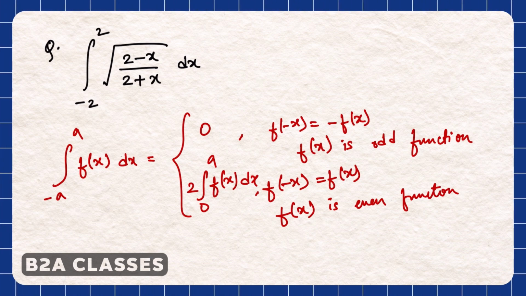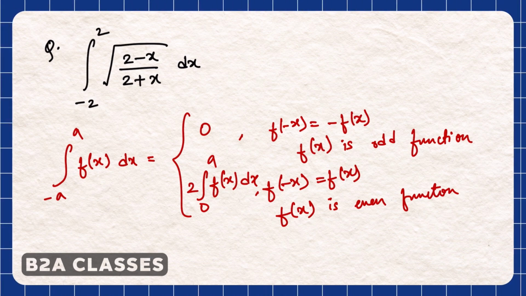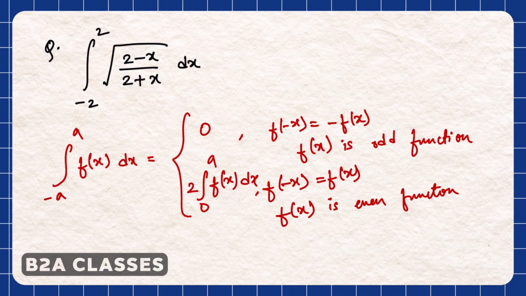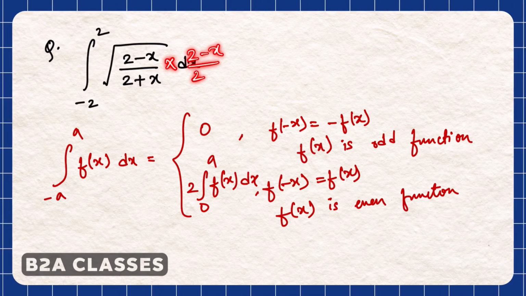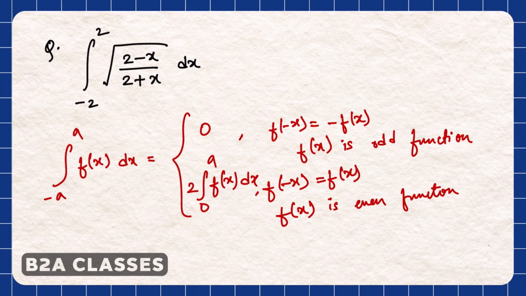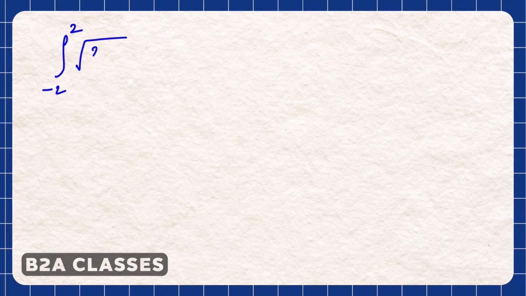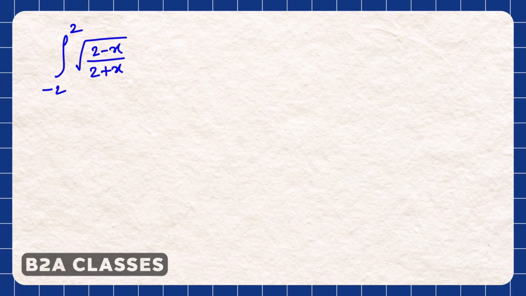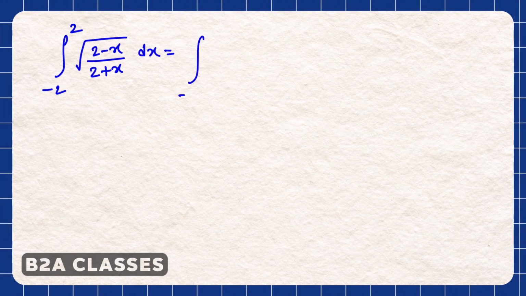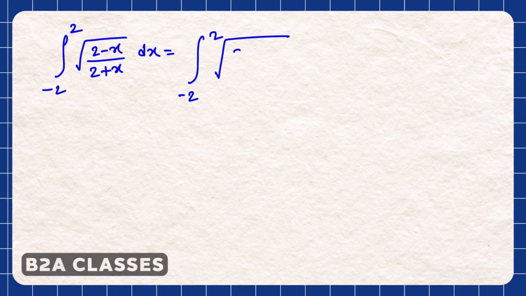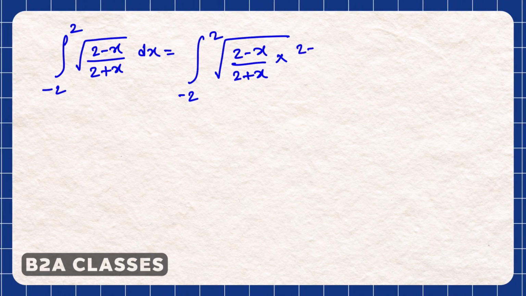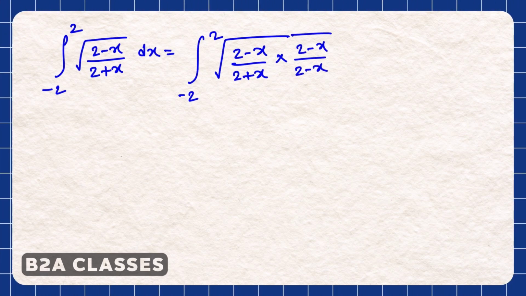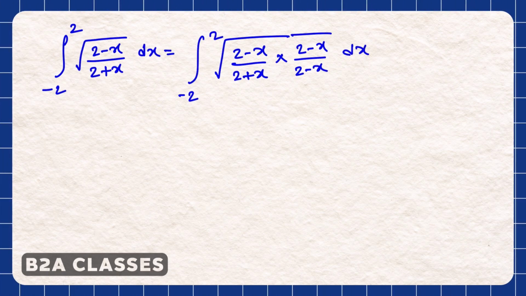So how do we reduce the function? What we can do is, in this function root over (2 minus x) by (2 plus x), we can multiply the numerator and denominator by 2 minus x. So the integral was the integration from minus 2 to 2 of root over (2 minus x) by (2 plus x) dx. In the numerator and denominator, we multiply by 2 minus x.